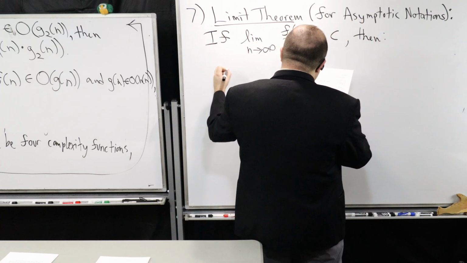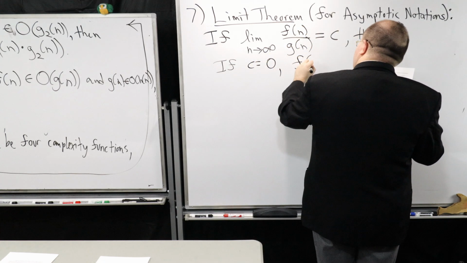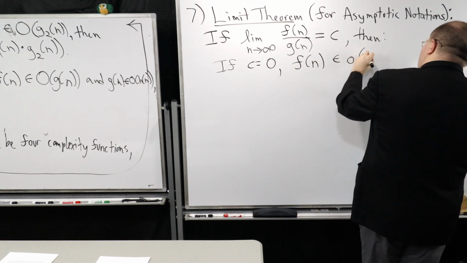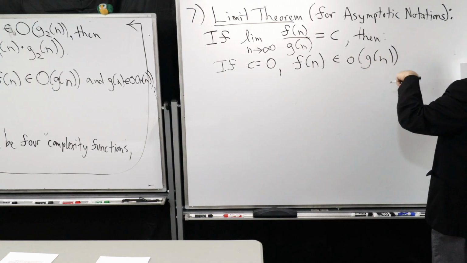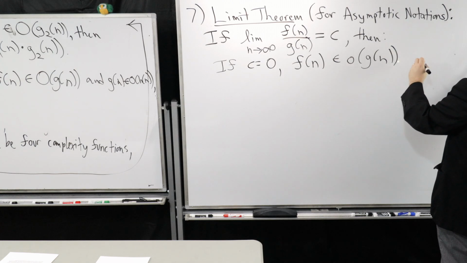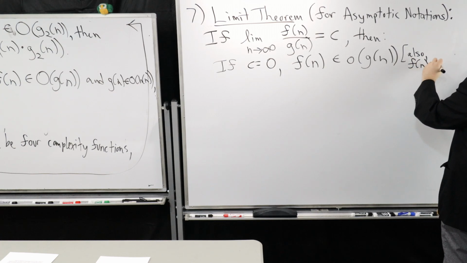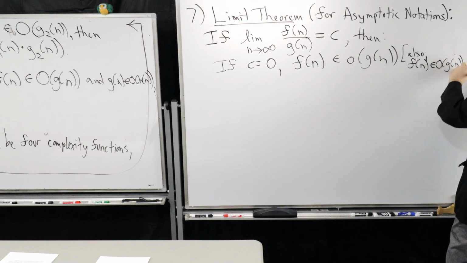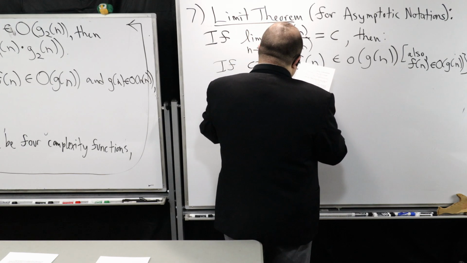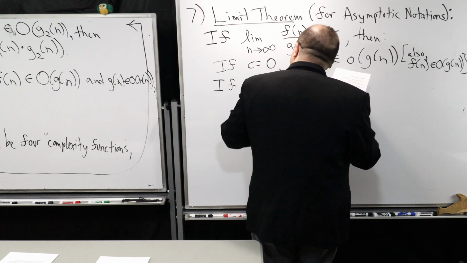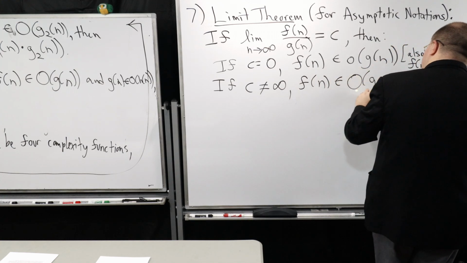Then, if c is equal to 0, then you could say f is little o of g. Now I must stress that when it's little o of g, you guarantee it's also big O of g. So I must stress that f is also big O of g. If you find that c is not equal to infinity, then you could say that f is big O of g.